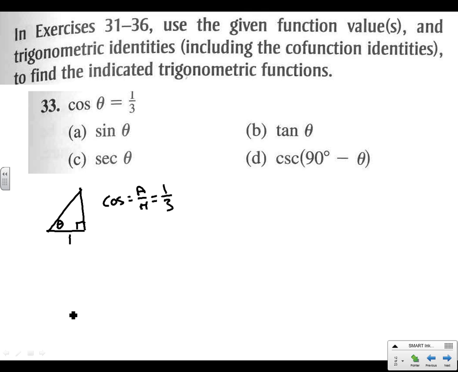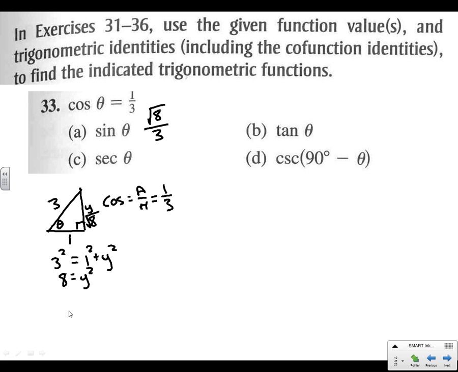So the adjacent side's 1. The hypotenuse is 3, which means that our missing side, y, must be square root of 8. 3 squared is 9. 1 squared is 1. Subtract them. You're going to get 8 equals y squared. So square root of 8 for the opposite side. So right away we know that the, sorry, forgot to put the square root of 8. We know that the sine is opposite over hypotenuse, root 8 over 3.